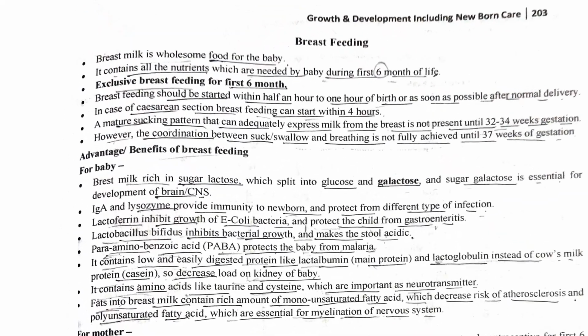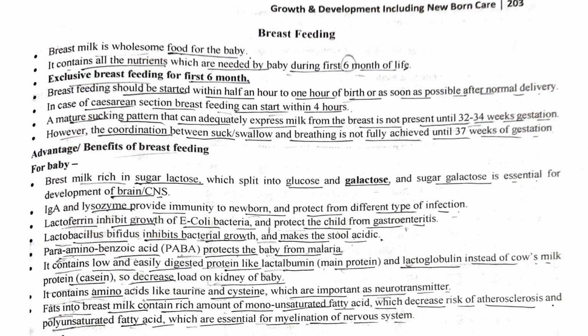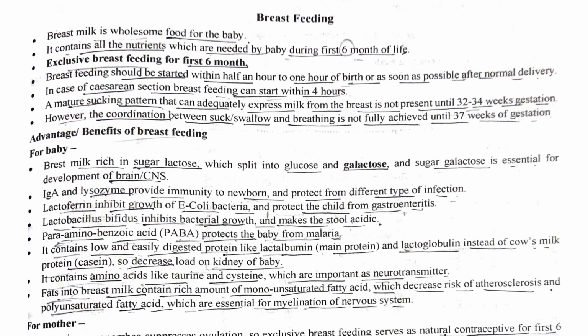Then breastfeeding. Breast milk is a wholesome food for the baby. It contains all nutrients which are needed by the baby during the first 6 months of life. Exclusive breastfeeding for the first 6 months. Breastfeeding should be started within half an hour to 1 hour of birth, as soon as possible after normal delivery. In case of cesarean section, breastfeeding can start within 4 hours.